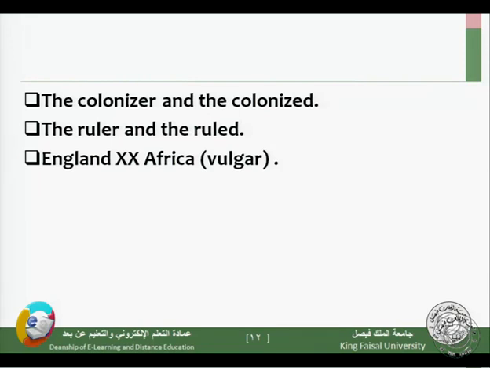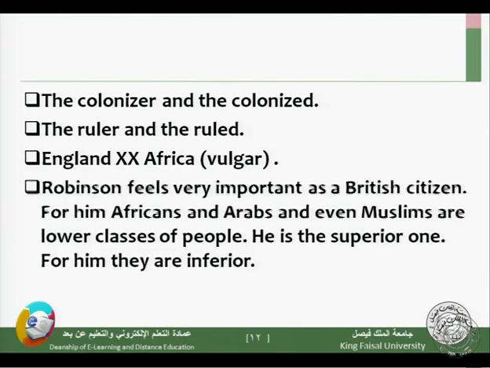He is a young man of 28. He goes out of England and travels to many parts of the world, indeed. But he's alone, and he's a young man. But he considers himself Alexander the Great. He considers himself very superior, as we shall see now. Robinson feels very important as a British citizen. Again, this is the spirit of the age. He is no different. All other people at that time felt the same. It was the age of geographical expansion of the great empire over which the sun never sets.